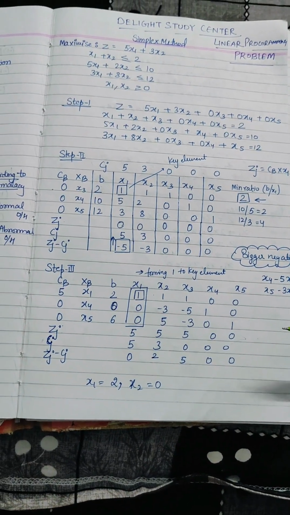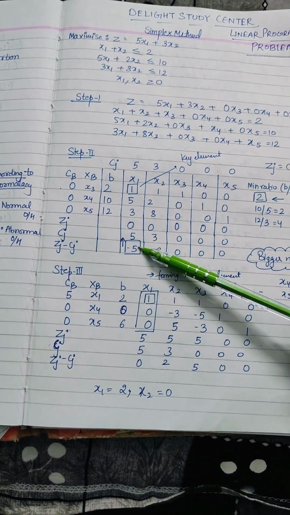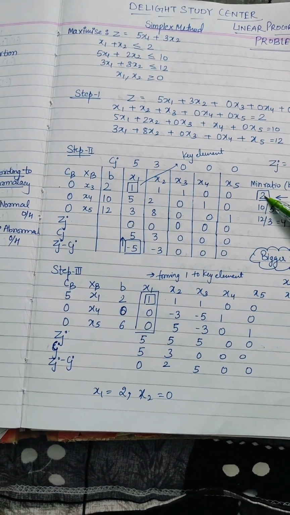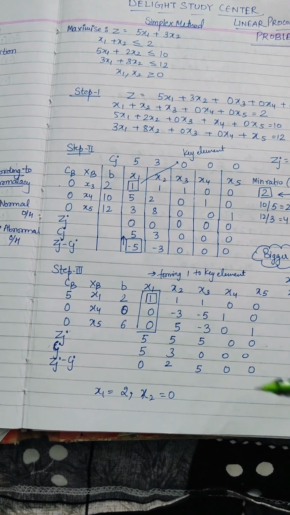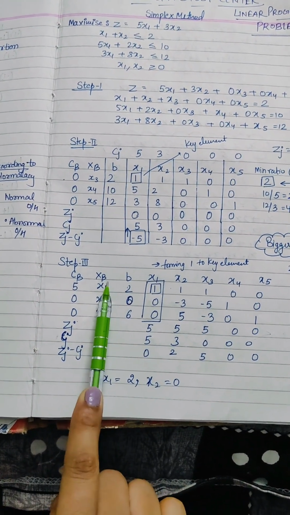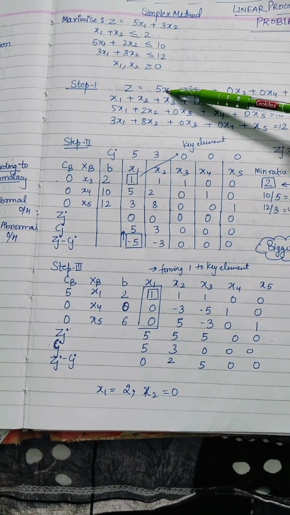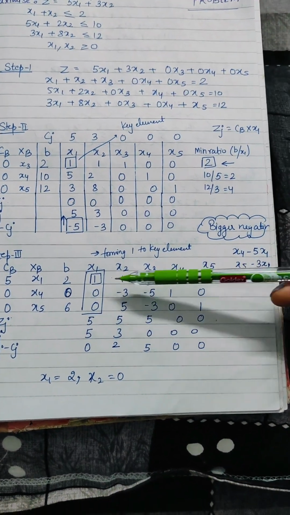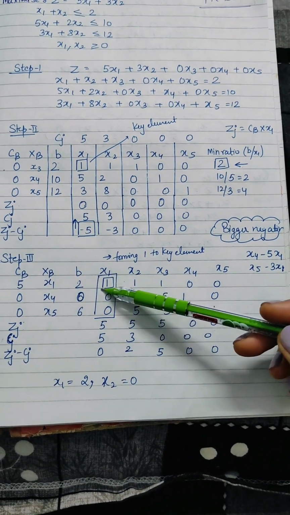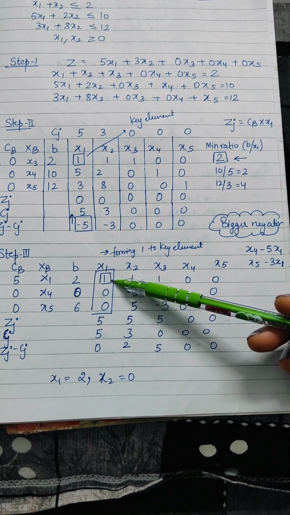In step three, we draw a table with help from the previous table. This is the entry element and this is the exit element. The entry element will be x1 and the exit element will be x3. Then we replace x3 with x1, and the coefficient of x1 will be 5. Now it is our responsibility to convert the key element to 1, but this is our plus point, the key element is 1 as well.